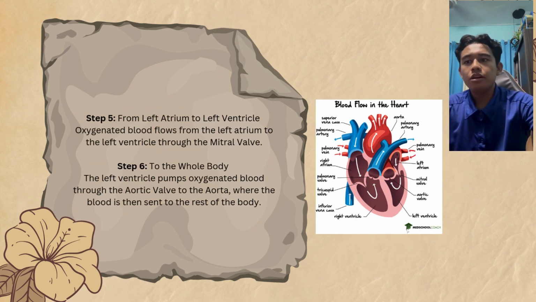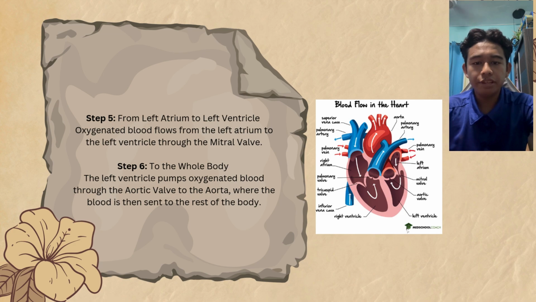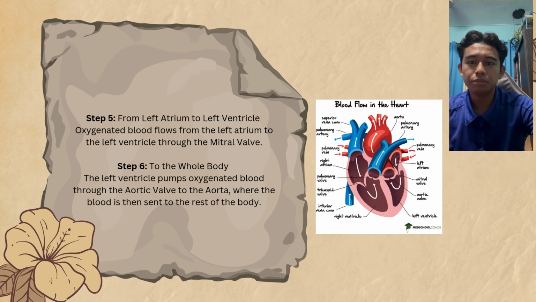Step 5: from the left atrium to the left ventricle. Oxygenated blood flows from the left atrium to the left ventricle through the mitral valve. And last step, step 6: to the whole body. The left ventricle pumps oxygenated blood through the aortic valve to the aorta, where the blood is then sent to the rest of the body.